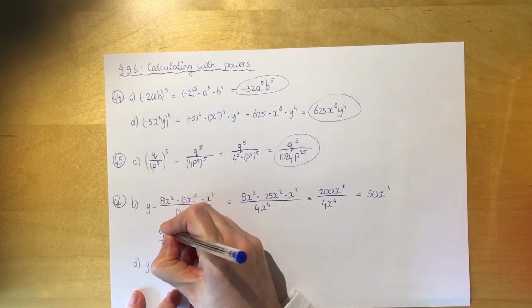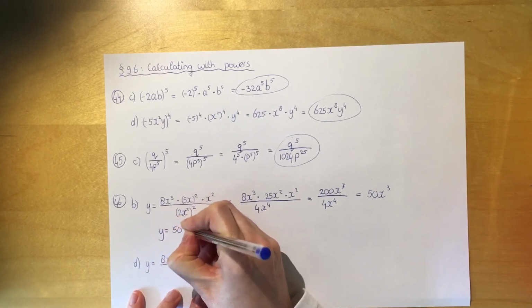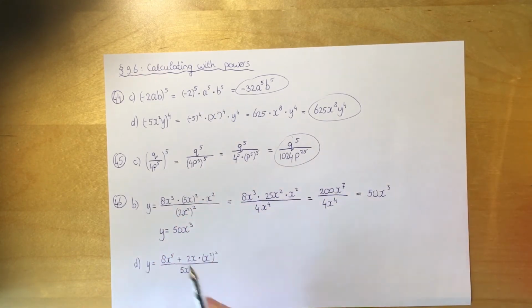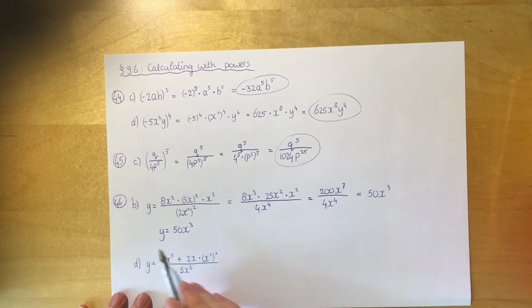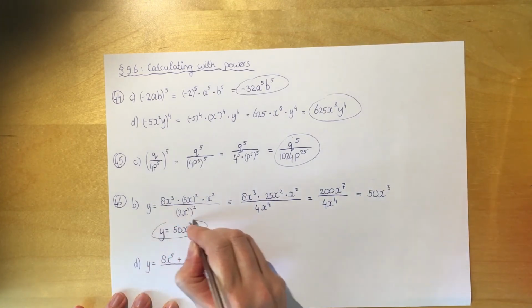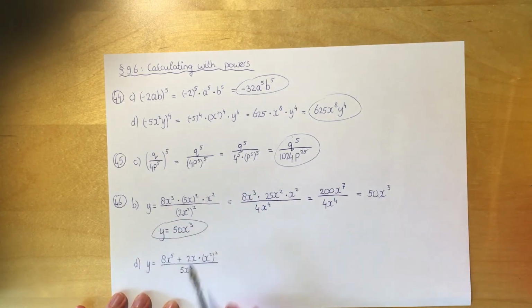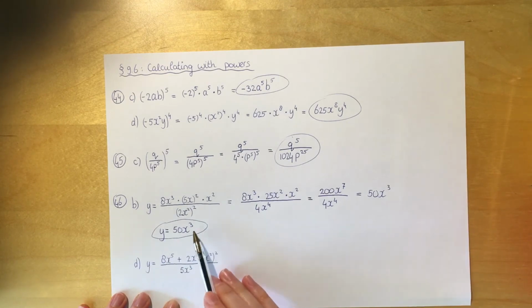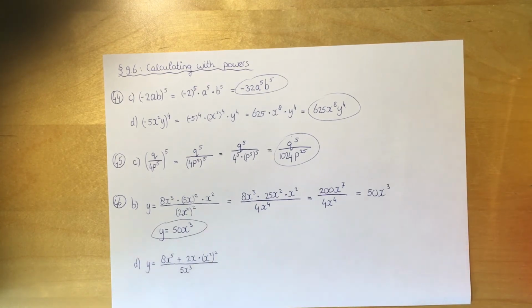Let's write it as a formula again. So y equals 50 x to the power of 3. This is our final answer in the shape that they would want it. The value for a is 50 and the value for n is 3.